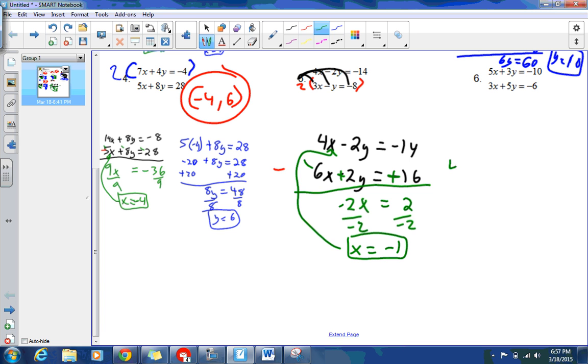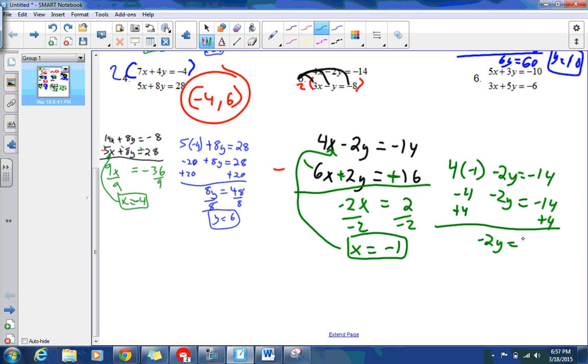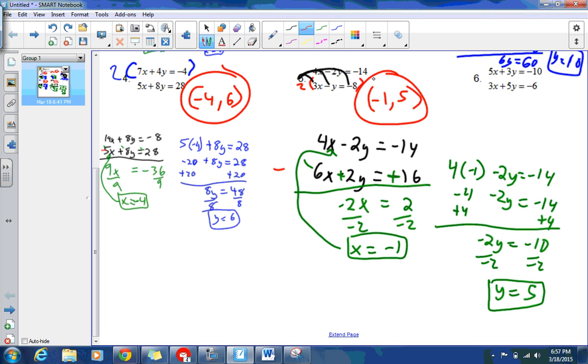You end up with 4 times -1 minus 2y equals -14. That's going to be -4 minus 2y equals -14. We'll add 4 to both sides. -2y equals -14 plus 4 is -10. And you end up getting y equals +5. So our solution for this one is -1, 5. I'm going to minimize this so we can do our last one.